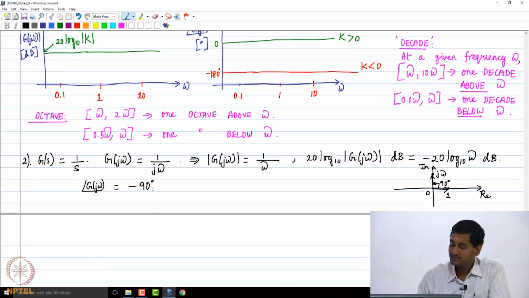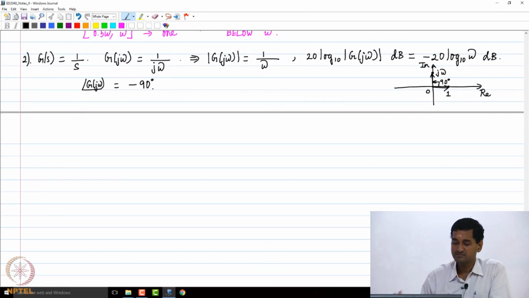So immediately you see that this is independent of omega, it is constant with respect to omega, whereas the magnitude is a function of omega. So that is minus 20 log to the base 10 omega, in decibels. Now the question is how do I plot them? So let us plot them.